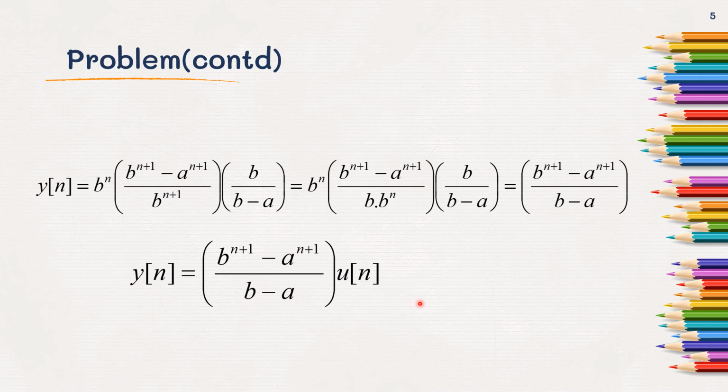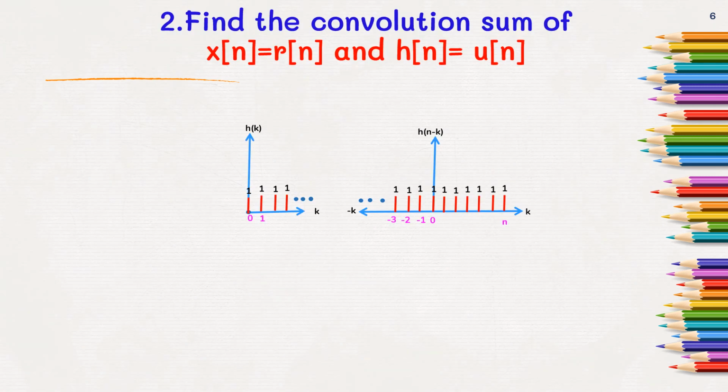So this is how we have to do problems of convolution sum in the case of infinite sequences. Now I shall even show you another problem. See here, the question is find the convolution sum of x of n is equal to r of n and h of n is equal to u of n.